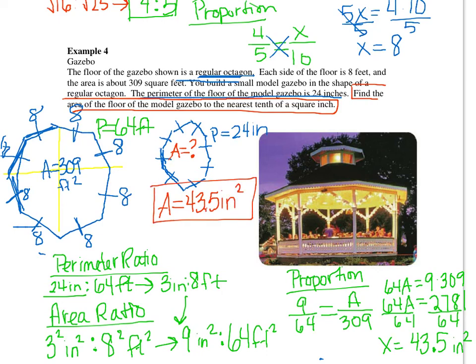And that's my area. So notice I wrote my perimeter ratio because that's what I could find. Then I found my area ratio, and then I wrote a proportion.